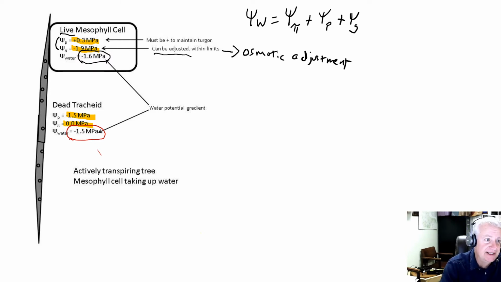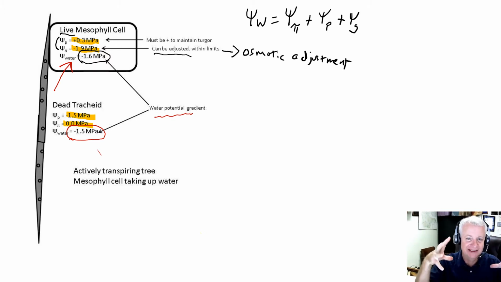So what we can see then is in this situation, there's a water potential gradient from the tracheid into the live mesophyll cell. In other words, that second concept that I talked about: water moves from less negative to more negative water potential. So water will tend to flow into that mesophyll cell because of that water potential gradient. Now let's imagine a situation where water continues to flow into that mesophyll cell, and think about my model of a plant cell, a water balloon inside a cardboard box.